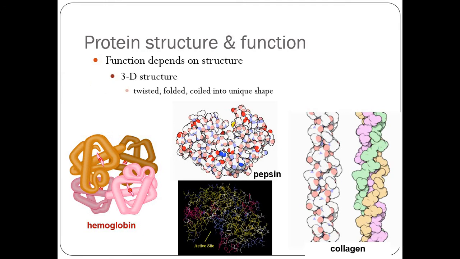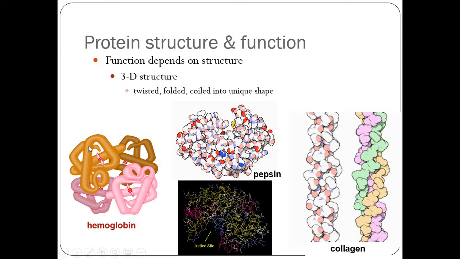So it has a protein. As you can see, it is three-dimensional. Okay, so meaning sa three-dimensional, it has an X, Y, and Z na dimension. It's twisted, folded, and coiled into a unique shape.